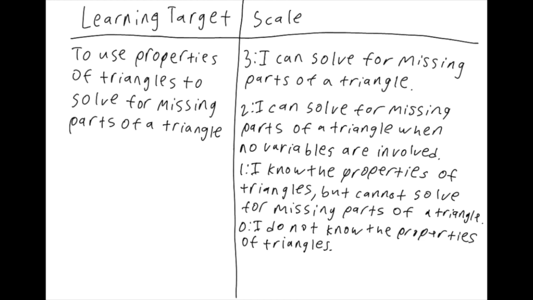So, if you're a 3, you can solve for missing parts of a triangle. If you're a 2, you can solve for missing parts of a triangle, but only when no variables are involved, so only numbers. You are a 1 if you know the properties of triangles but cannot solve for missing parts of a triangle. So you know the properties but can't do anything with them. 0, you don't know the properties of triangles.